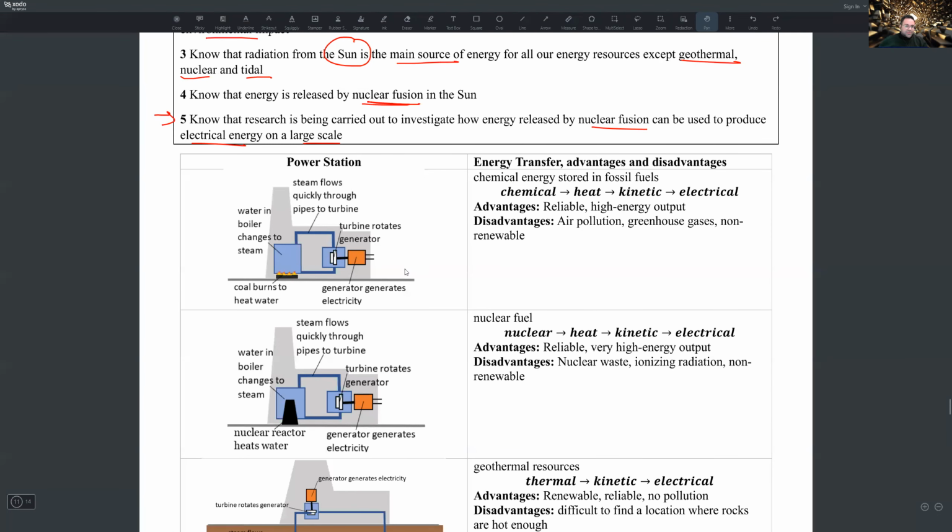All the chemical power stations, whether biofuel, coal, oil, or gas, work like this. You burn the fuel, you boil water, the water turns to steam. The steam spins a turbine, which is just a big fan. The turbine spins a generator, which is a coil inside magnets. And the generator generates electricity. Chemical to heat to kinetic to electric. These are the energy sequences.